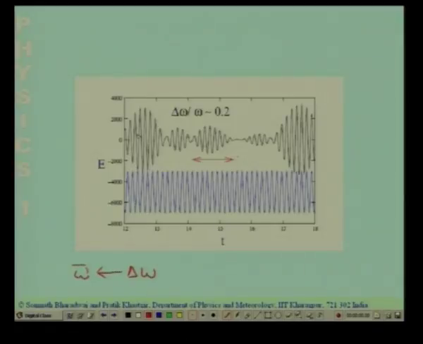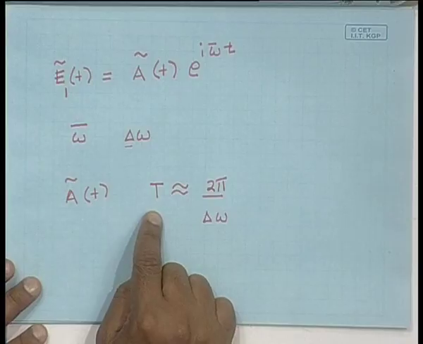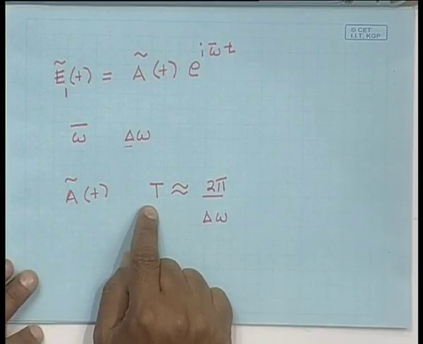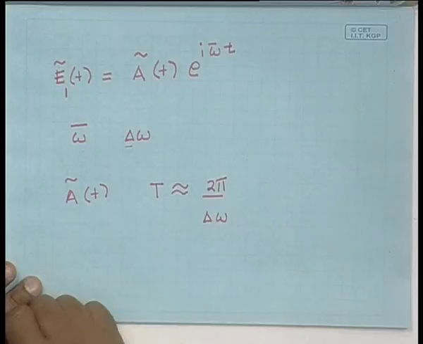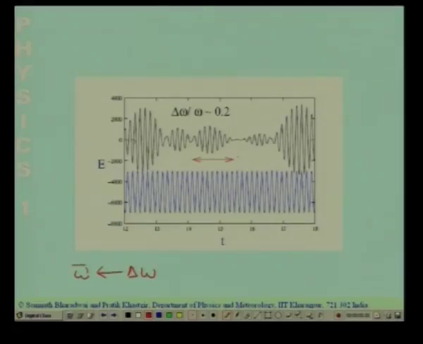You can see that the fast oscillations here look very much like the oscillations in the lower curve, but the amplitude of this oscillation changes with time, whereas this is a pure sinusoidal wave and its amplitude remains fixed. The amplitude of this oscillation changes slowly with time. I have just told you that the time scale at which you expect the amplitude of the oscillations to change is 2 pi by delta omega. You see here that the amplitude is changing at a scale which is quite large compared to the fast oscillations.